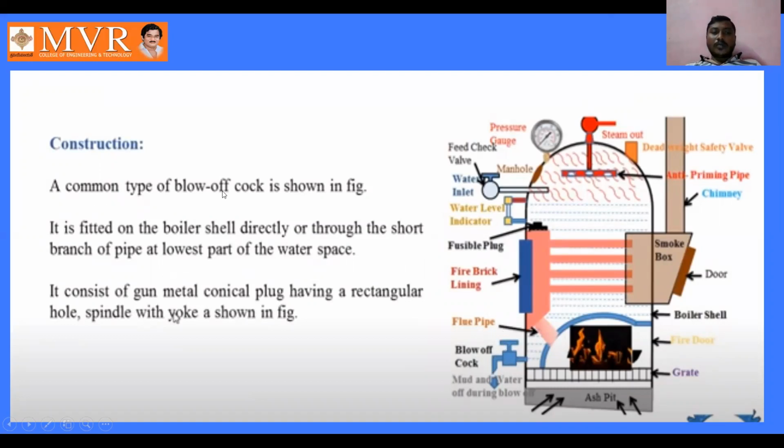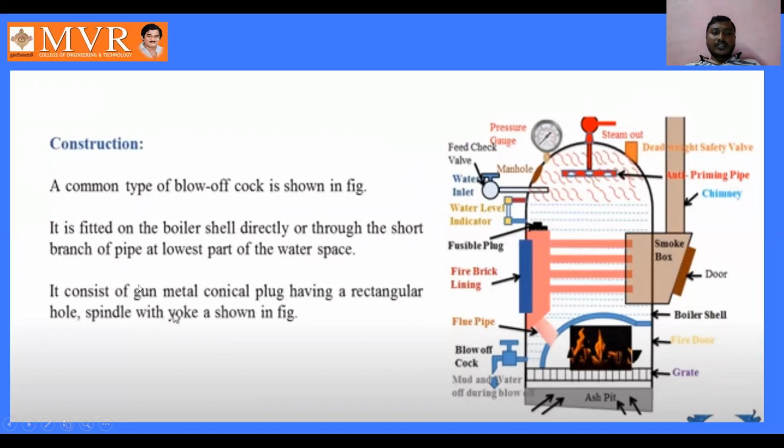See here, a common type of blow off cock is shown in the figure. It is fitted on the boiler shell directly or through a short branch of pipe at the lowest part of the water space. See here, at the lowest, downward part of the boiler, the blow off cock has been fitted.